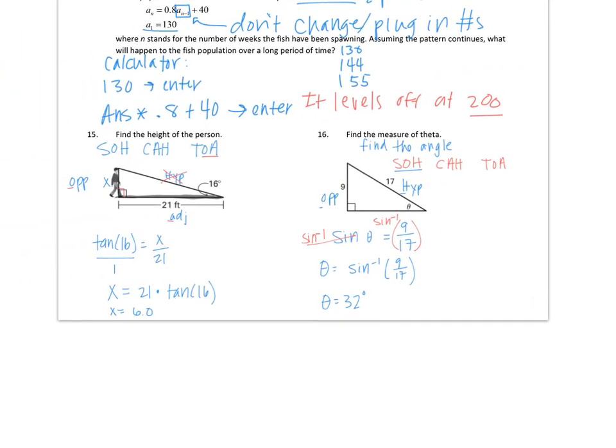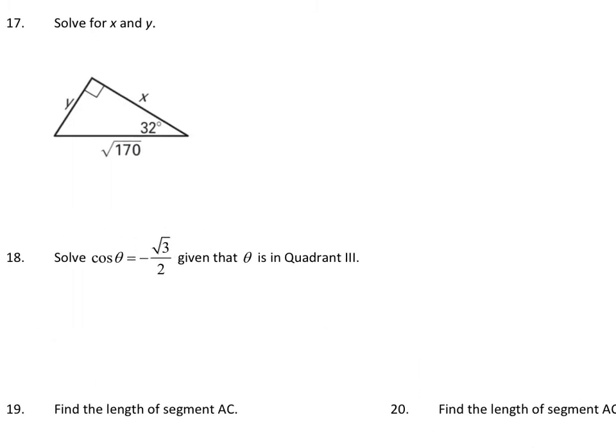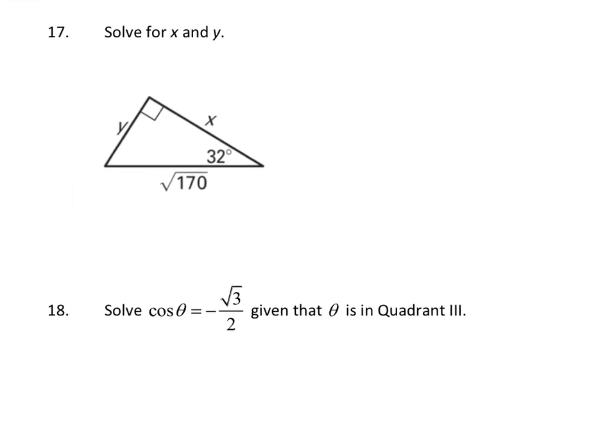Okay, last page, which is our newest stuff, so hopefully should be the easiest. Question 17, solve for both x and y. So this is just more SOHCAHTOA. I'm going to write out my SOHCAHTOA. There we go. All right, so our angle is the 32. The side we know is the hypotenuse. The x is the adjacent, and the y is the opposite.